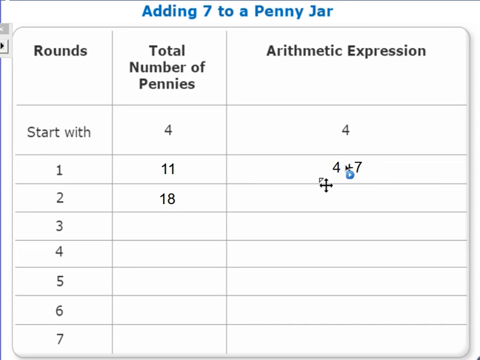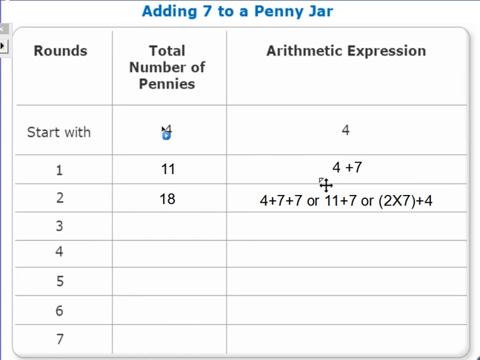I could have written, like I just said what we did, 4 plus 7 plus 7, or 11 plus 7, or I know I'm doing equal groups of 7 each time. I did it 2 times, so 2 times 7 plus the 4 that was in there before. So write these arithmetic expressions.